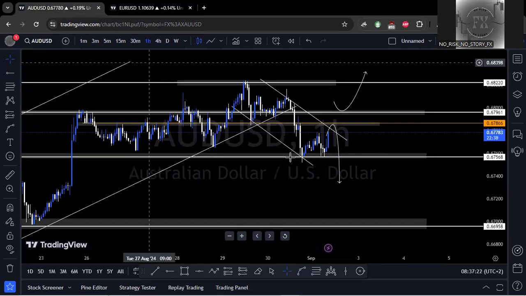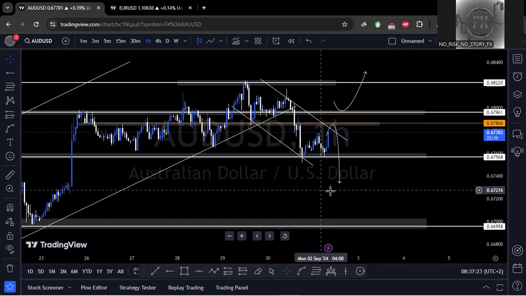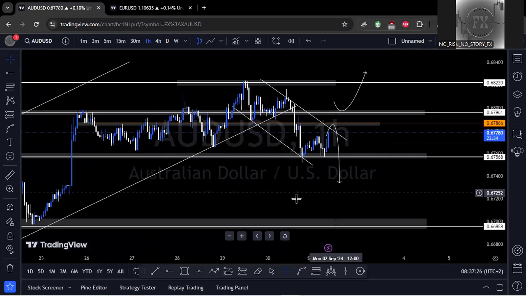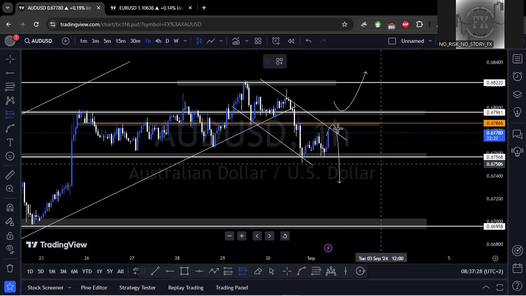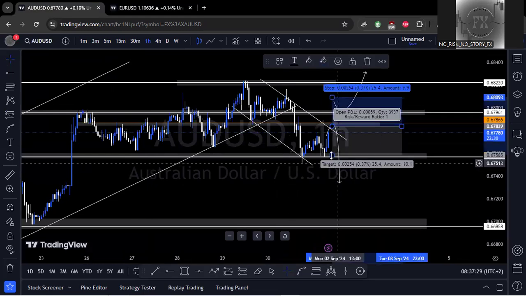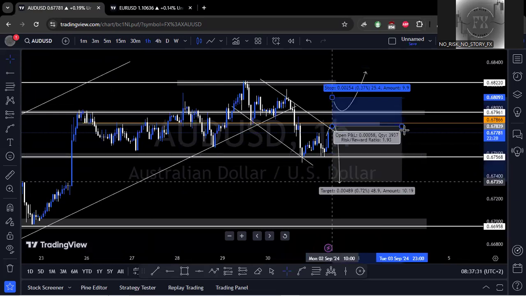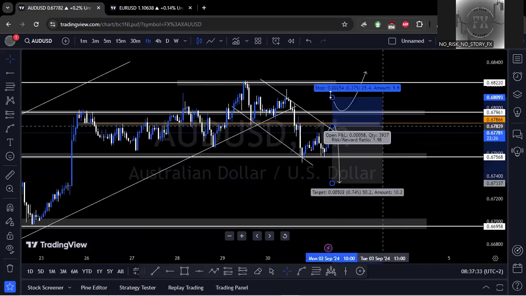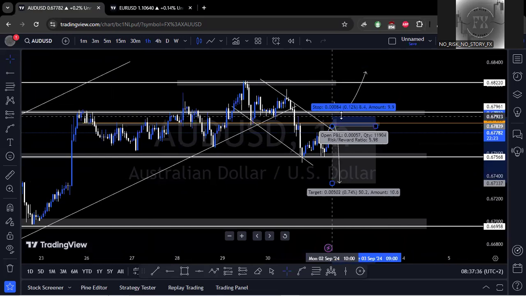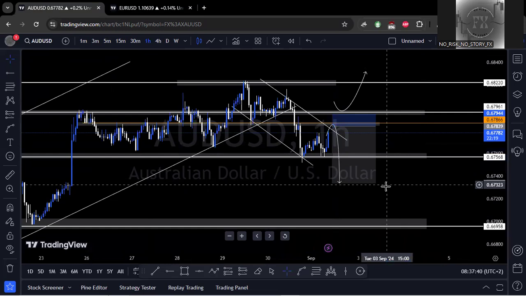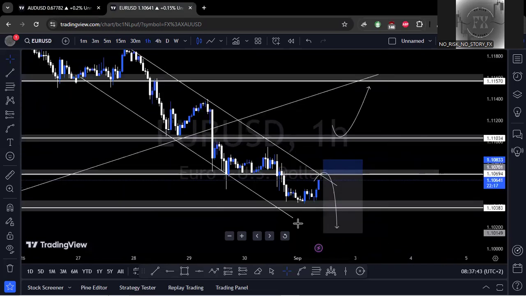So this is AUDUSD. This is my prediction for AUDUSD. And this is EURUSD.